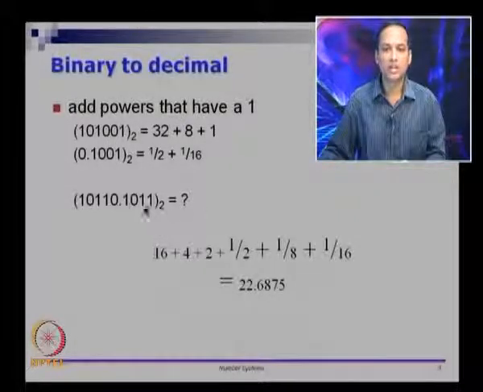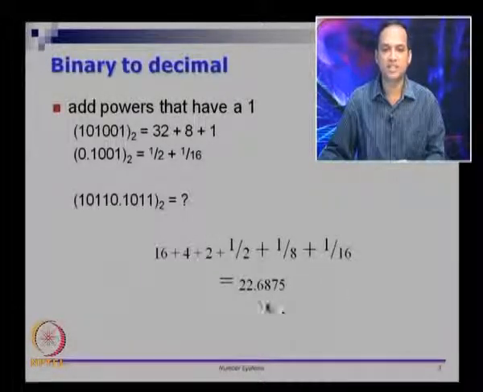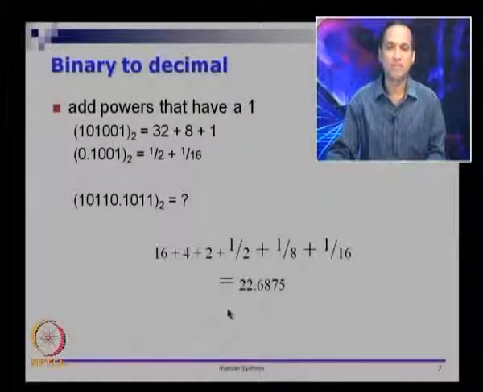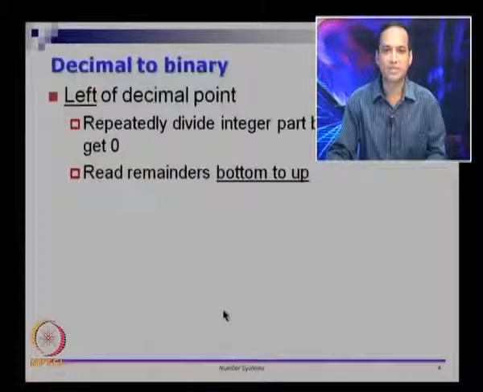And if you look at the right terms, 2 power minus 1 should appear here, then 2 power minus 2 should not be there, then we have 2 power minus 3 and 2 power minus 4. So that is 1/2 plus 1/8 plus 1/16, that is the same as 0.6875. So the left side gives us the integer 22, the right side gives us 0.6875, overall we have 22.6875. So this is binary to decimal.